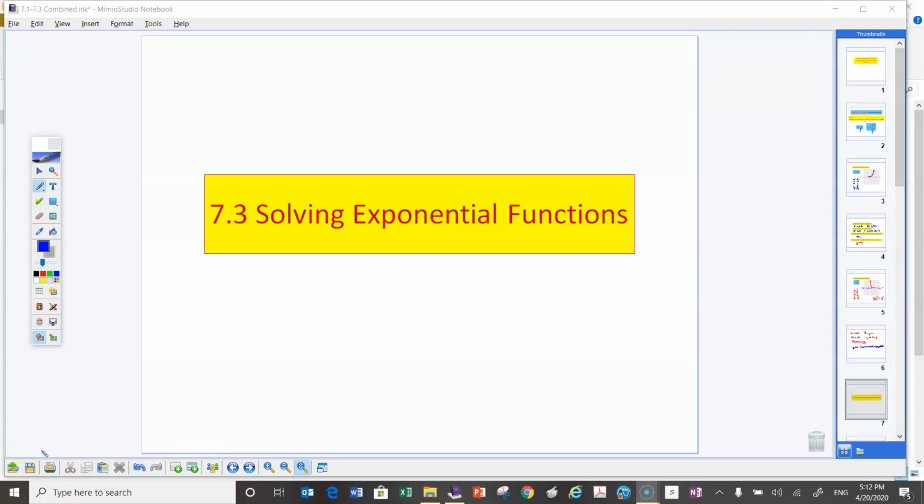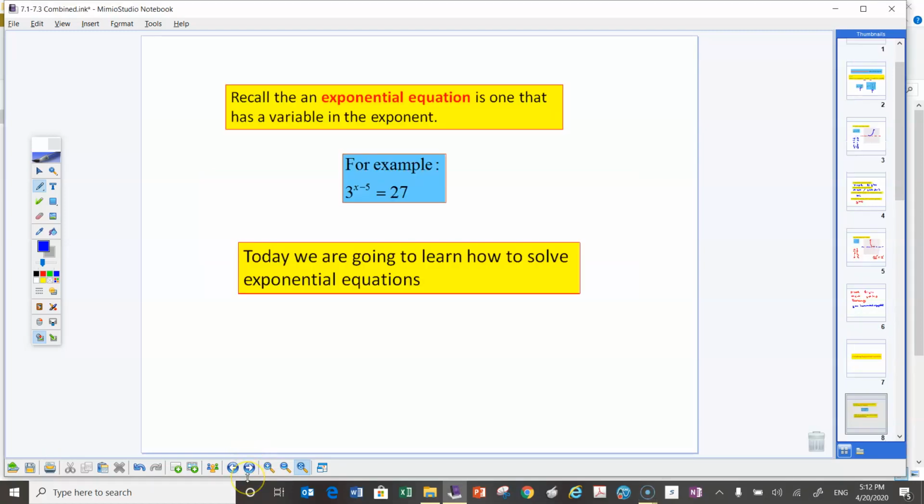One of the key skills we need in dealing with logarithms is being able to solve exponential functions. So in this section, we're going to look at solving exponential functions. An exponential equation is one that has a variable in the exponent. So this is an example of an exponential equation. And today we're going to learn how to solve exponential equations.